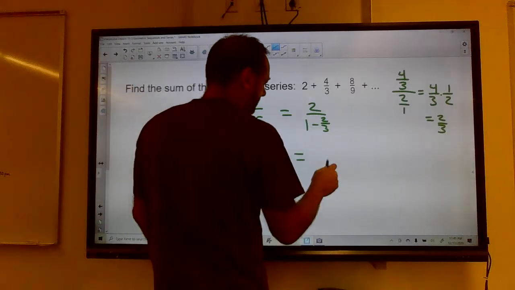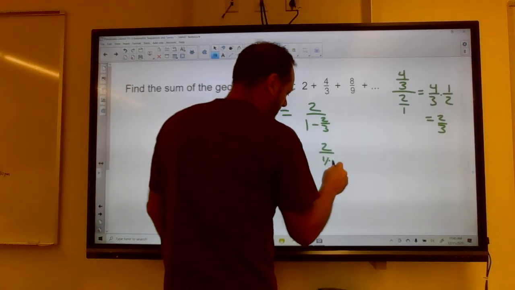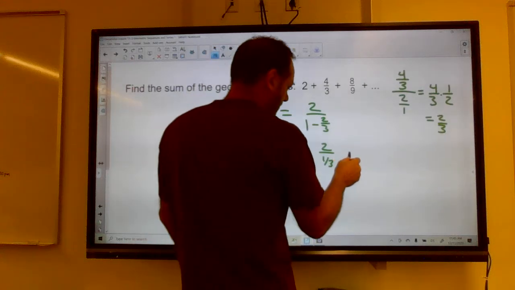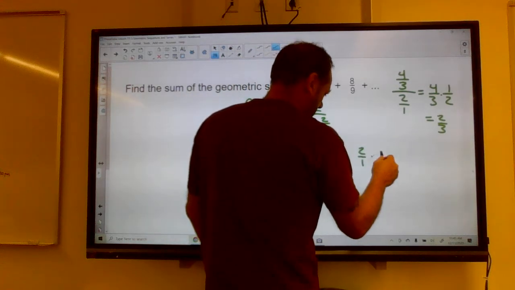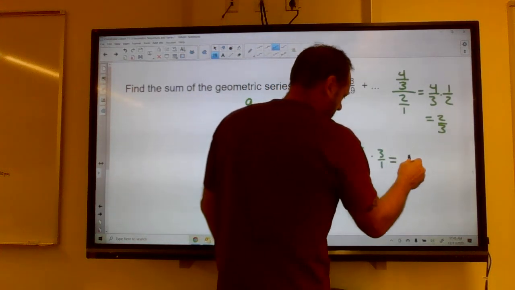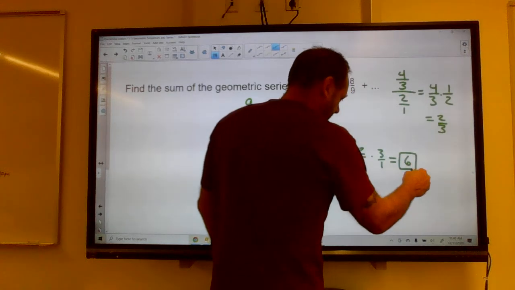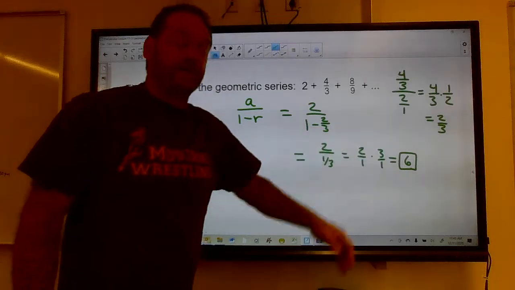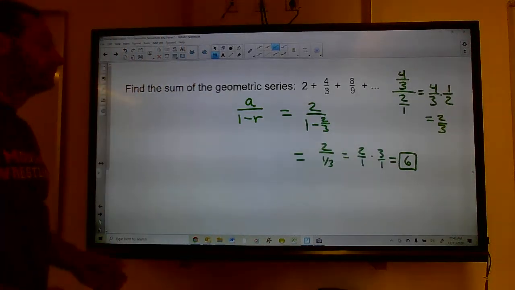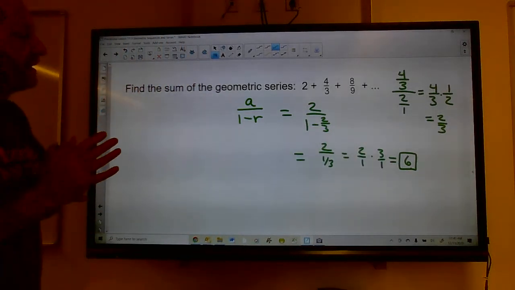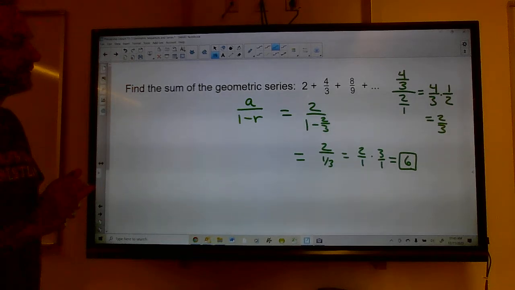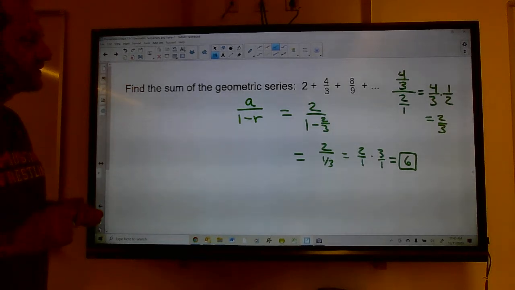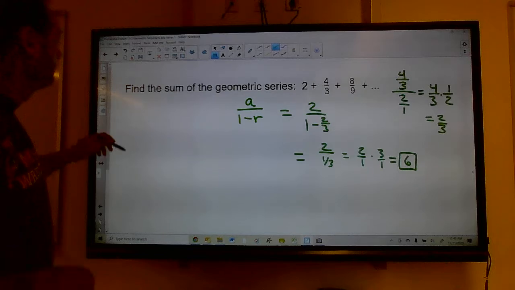Now 1 minus 2/3 is 1/3. And again, I'm going to invert and multiply, and that's 6. So if I found the sum of this to infinity, I would get 6. So that is a convergent series, and it has a limit of 6.